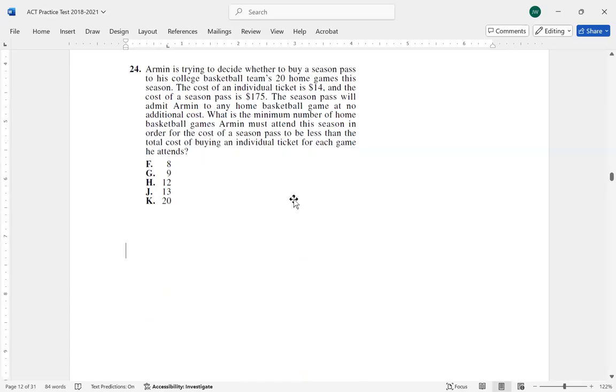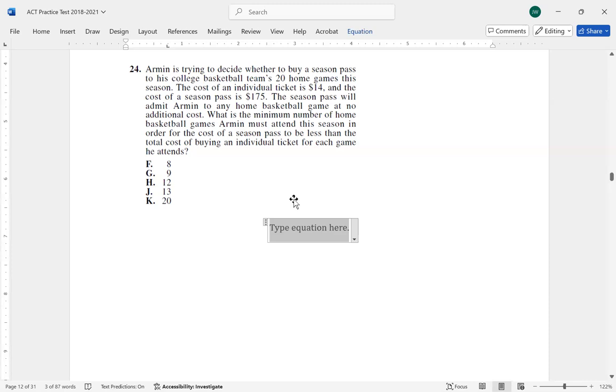Question 24. Armin is trying to decide whether to buy a season pass for college basketball team's 20 home games this season. The cost of an individual ticket is $14, and the cost of a season pass is $175. The season pass will admit Armin to any home basketball game at no additional cost. What is the minimum number of home games Armin must attend this season in order for the cost of a season pass to be less than the cost of buying individual tickets for each game he attends?